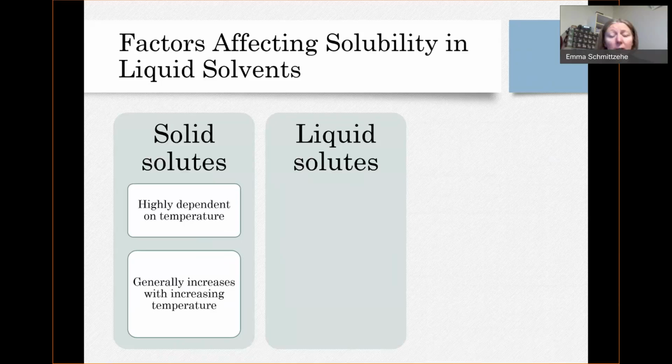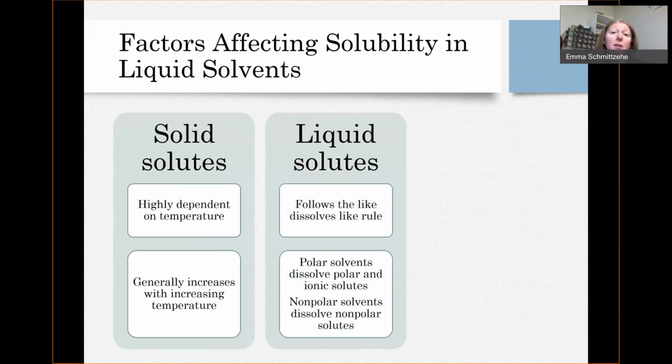Now, if you have liquid solutes, they really follow the like dissolves like rule. Okay, that's pretty much what it is, and that's that. You can't really change it. And so the like dissolves like rule basically tells us that similar things will mix.